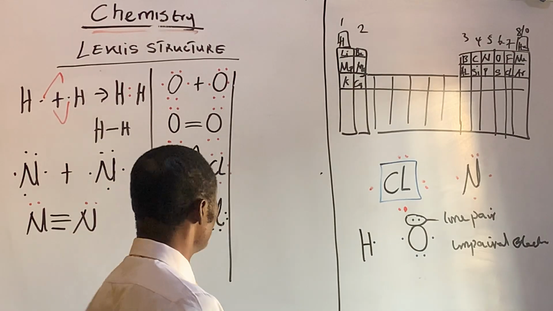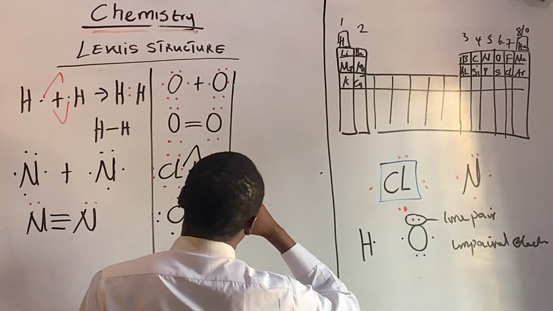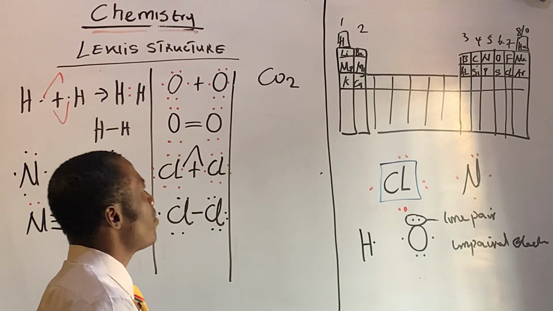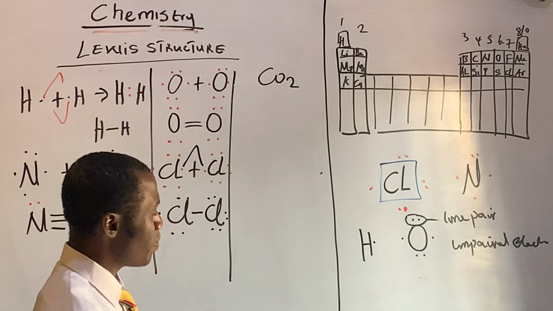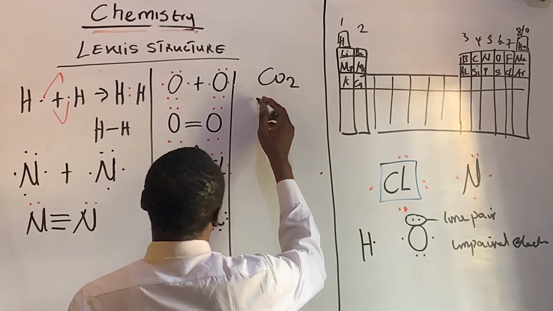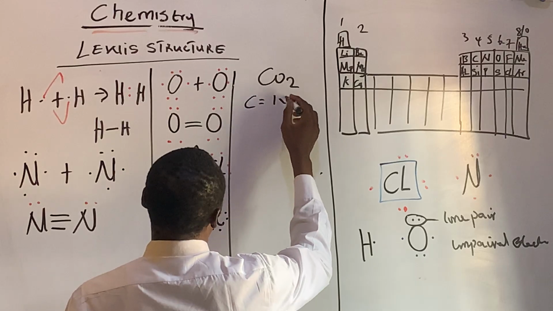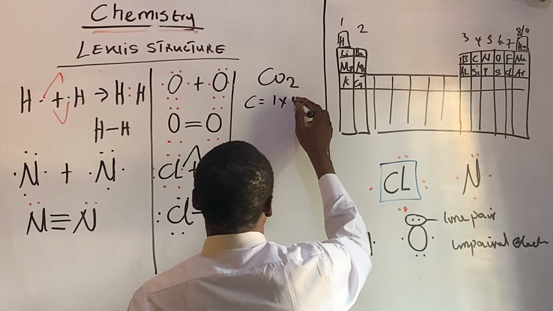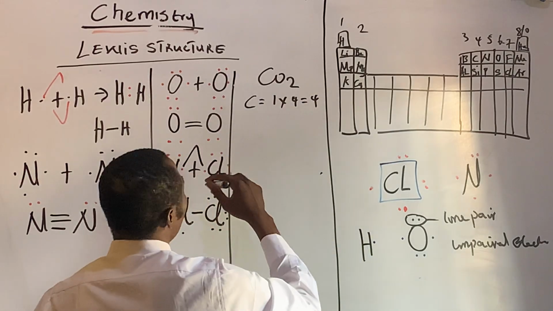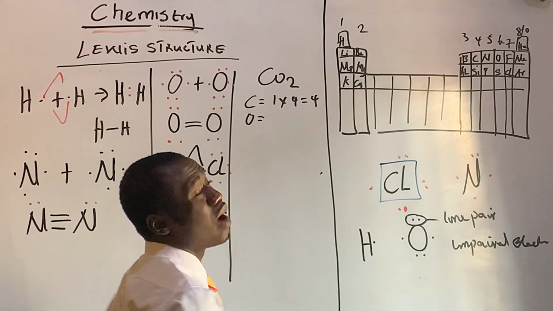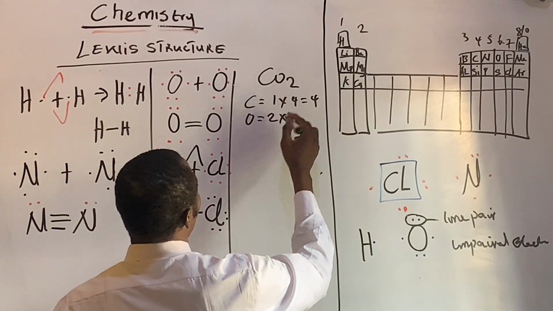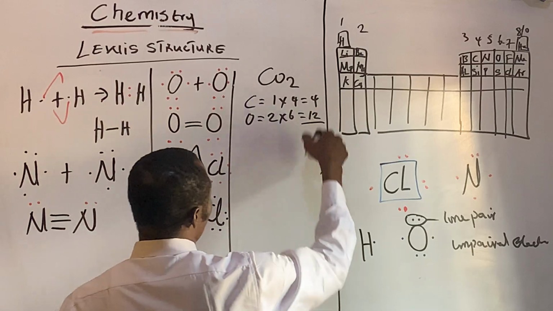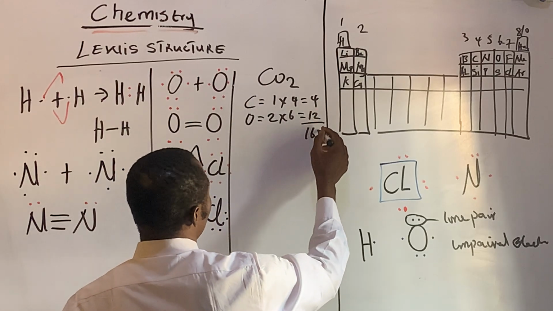So let's go to your compound. Let's say we are talking about carbon dioxide. Now, you are going to count the number of valence electrons in this compound. Let's start off by counting carbon. How many carbon do I have? 1. What is the valence electron of carbon? 4. So 1 times 4, that is 4. How many oxygen do I have? 2. What's the valence electron for oxygen? 6. 2 times 6, that is 12. You add up the number of electrons, and I think this is 16 valence electrons.